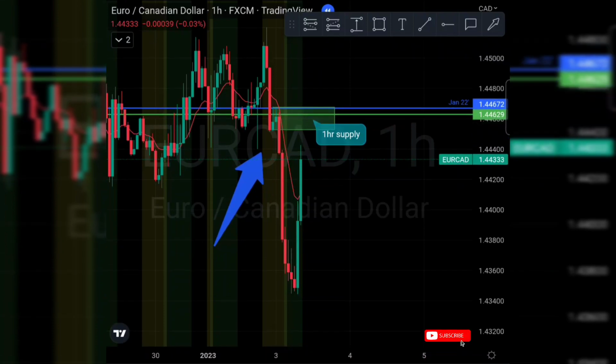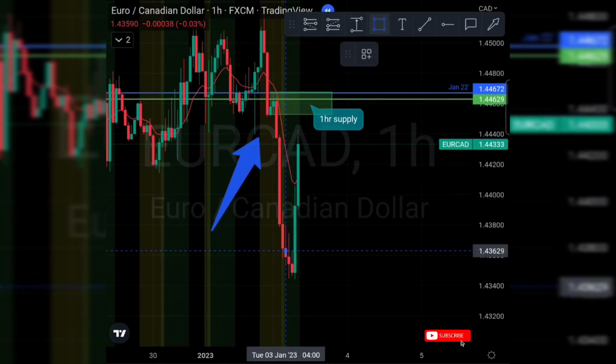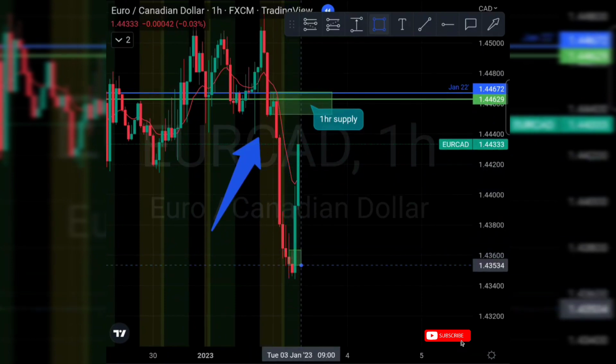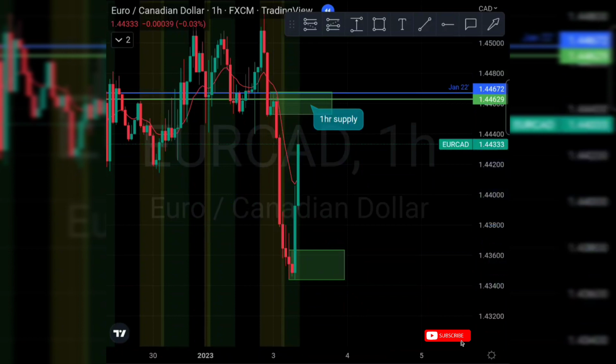This is a 1 hour supply. So when we're on the 15-minute time frame, we will be seeing that 1 hour supply note there, knowing that even though we're on the 15-minute time frame, this is a 1 hour zone or a 1 hour setup.